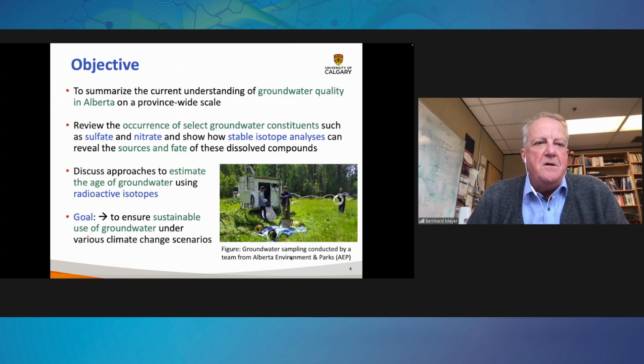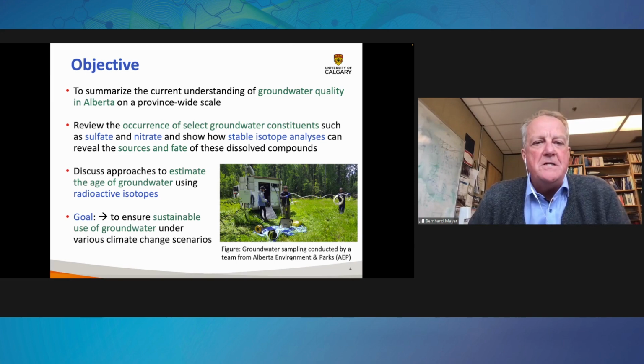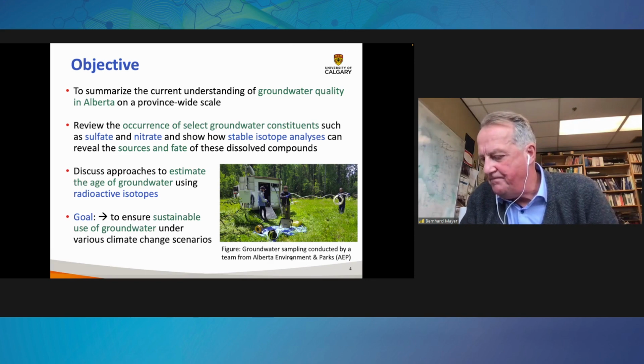So the objectives of my short presentation are to summarize the current understanding of groundwater quality in Alberta on a province-wide scale, to briefly review the occurrence of select groundwater constituents such as sulfate and nitrate, and show how stable isotope analysis can reveal the sources or the fate of these contaminants. Then I will discuss approaches to estimate the age of groundwater using radioactive isotopes. The goal of all of this research is to ensure sustainable use of groundwater under various climate change scenarios.